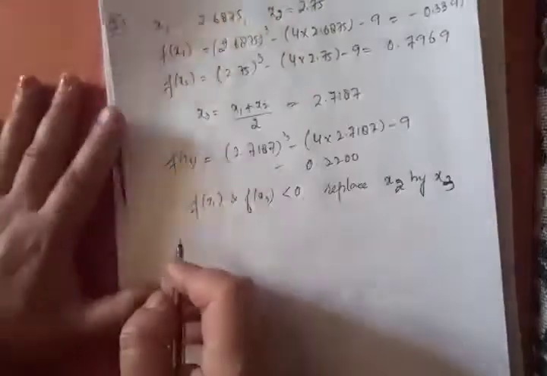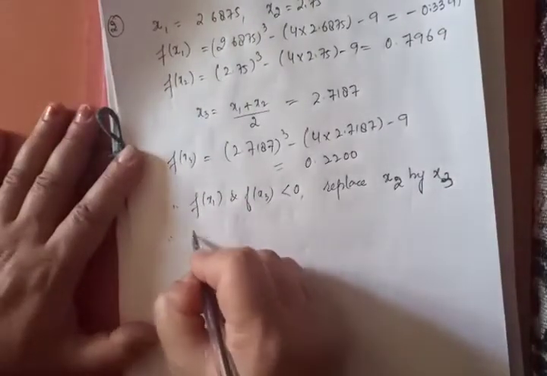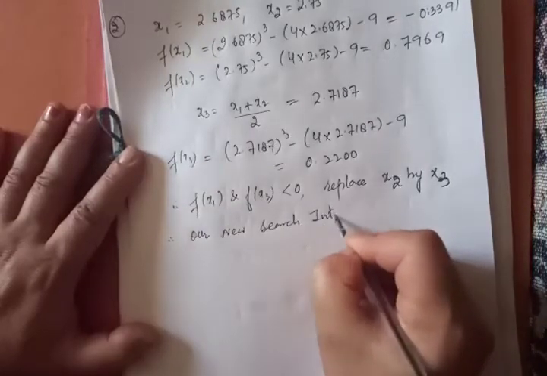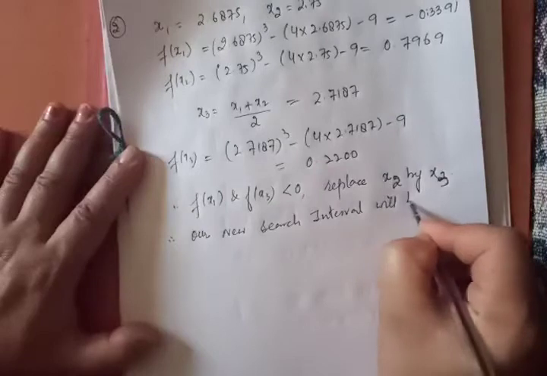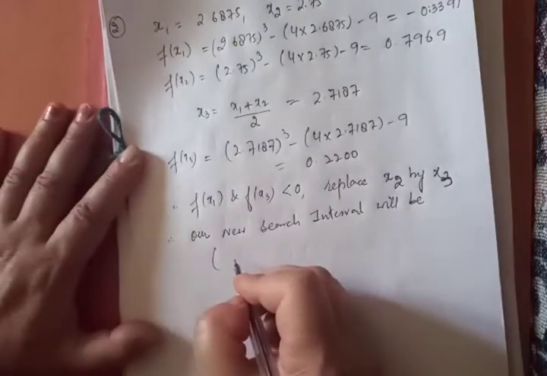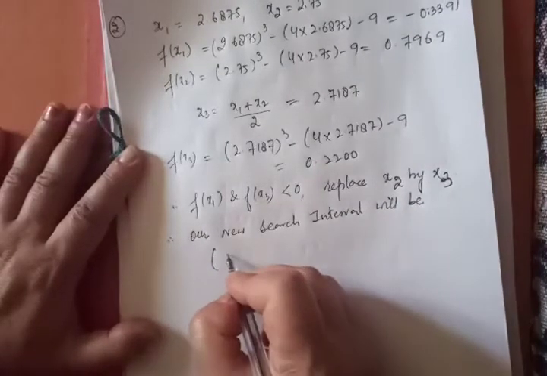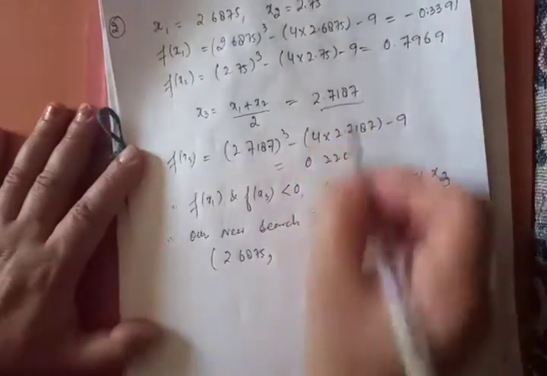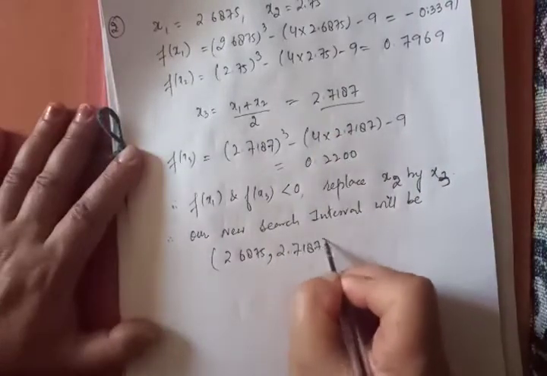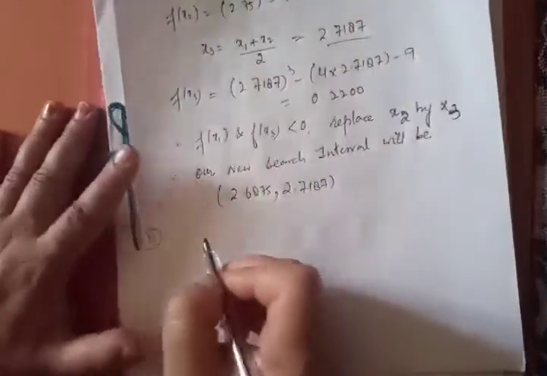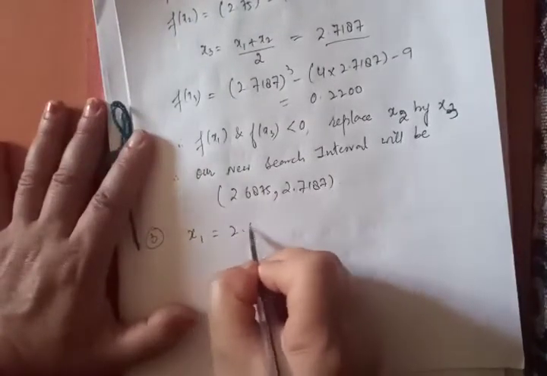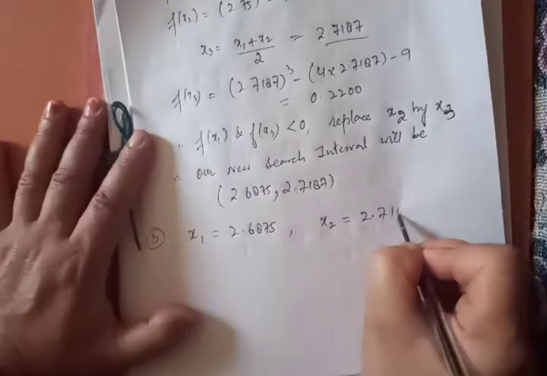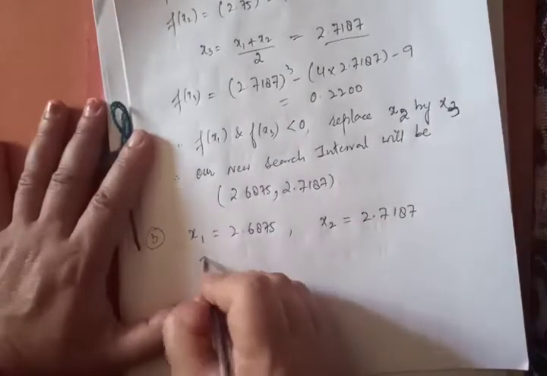So therefore our new, I will do it quickly now. I hope you understood what we have to do. So our new search interval will be x1 will remain as it is क्योंकि हमने replace x2 को किया है. Now x2 will be this value 2.7187. So iteration number third. For this x1 will be 2.6875 and x2 will be 2.7187. So calculate f of x1.